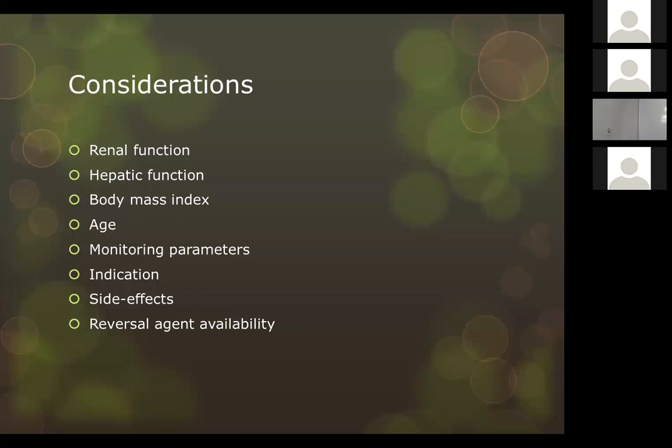And reversal agent availability, this is something newer since dabigatran just did come out with Praxbind or idarucizumab, so it now does have a reversal agent. Other than that, warfarin does have a reversal agent as well. And outside of that, really blood transfusions are going to be the best way to go about it.